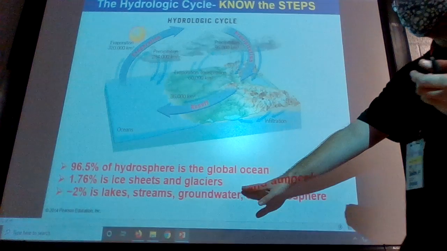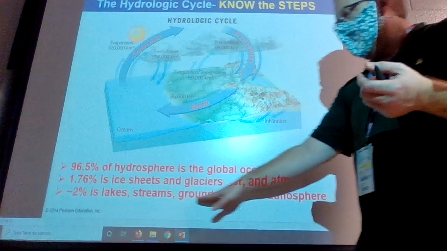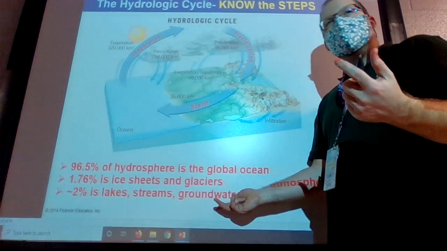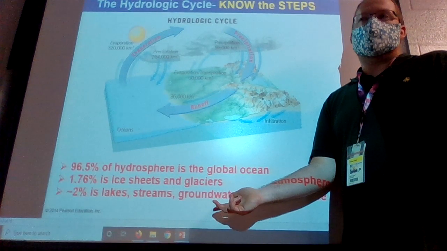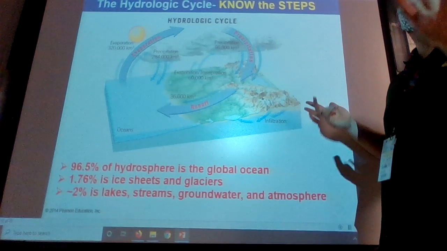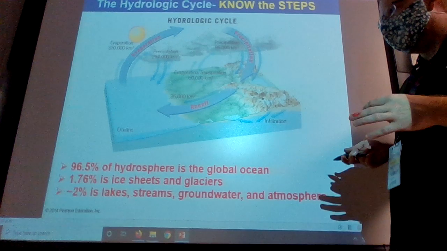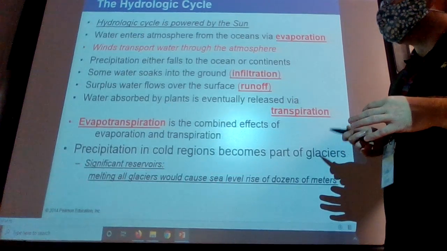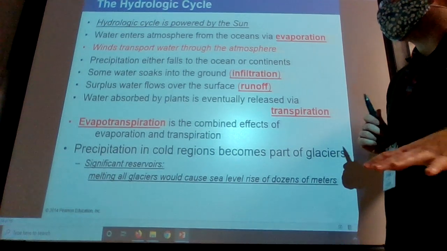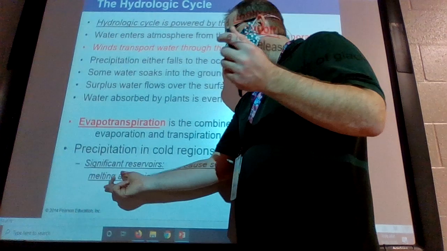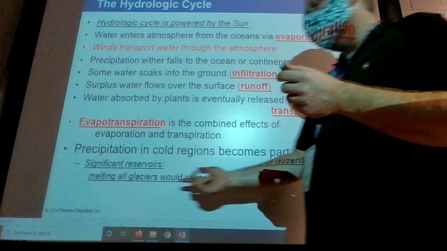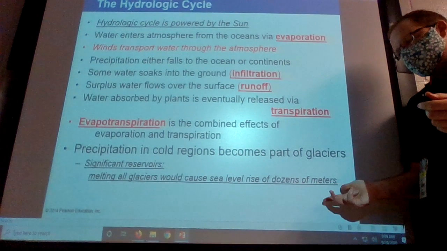1.76% is in the ice sheets and glaciers, and roughly 2% is lakes, streams, groundwater, and atmosphere. Remember that groundwater is available to us, but we have to do work to get it out, and there are some pitfalls with that. And then the atmosphere is available. We just have to wait for it to actually rain and make that happen for us. They go through a lot of stuff here. The only thing I want to talk about at this point, and we will talk about this next semester when we get into climate change, is that melting all the glaciers would cause a sea level rise of dozens of meters.